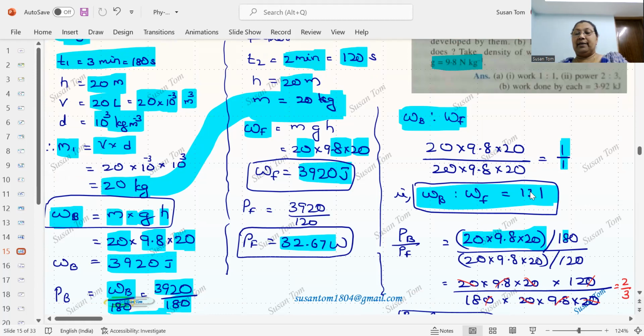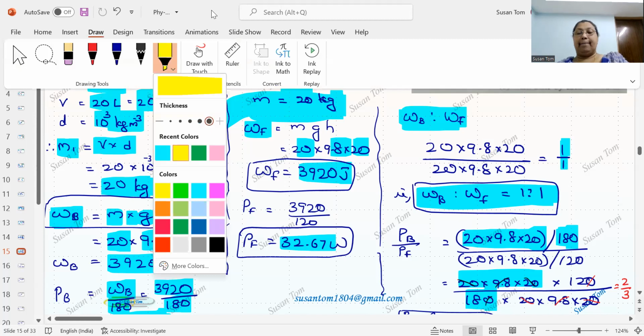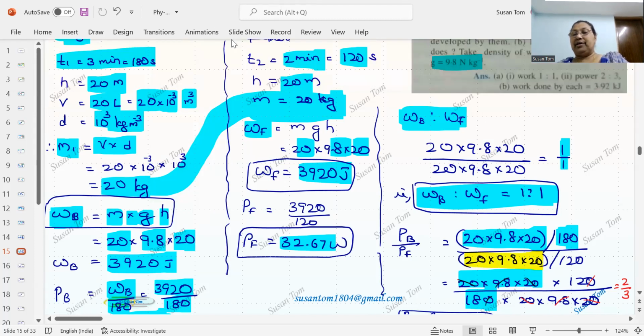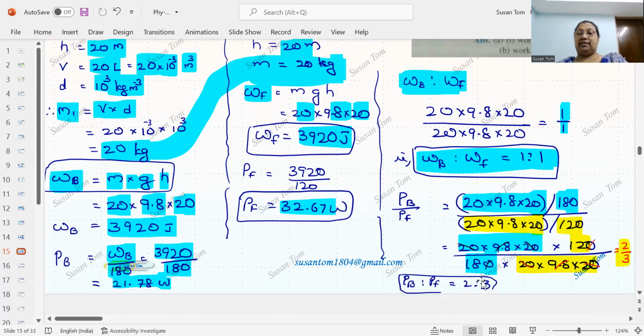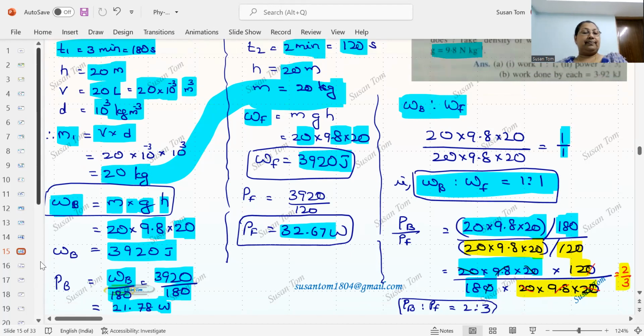Okay, I take work upon time expression here, by 180 here. Later we will rewrite it now. 20 into 9.8 into 20 divided by 180. Then in the bottom we have by father, this is 20 into 9.8 into 20 by 120. This I'm writing 20 into 9.8 by 120. I take it to the top, which on cancelling, you get 2 by 3. So comparison of their power is 2:3.